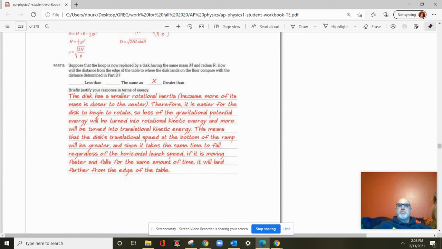So suppose a hoop is replaced by a disc with the same mass and radius. How will the distance landed compare? It will be greater than because it has a smaller rotational inertia. So more of its mass is closer to the center. It's easier for it to begin to rotate, so less of the gravitational potential energy will be turned into rotational energy. Right. So this is going to have more translational kinetic energy, which is going to give it more velocity, which is going to make it go farther.